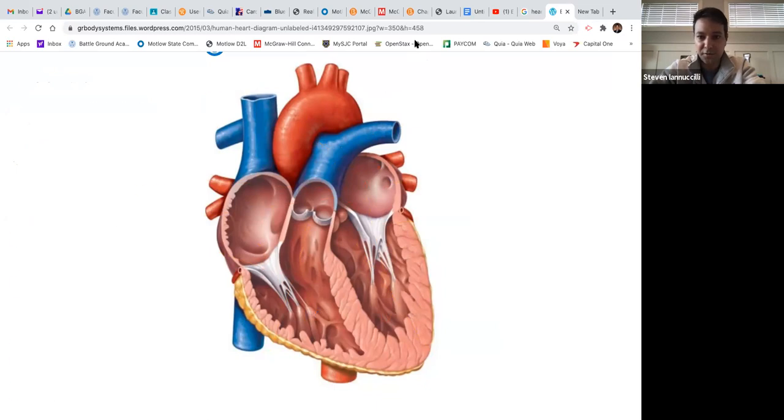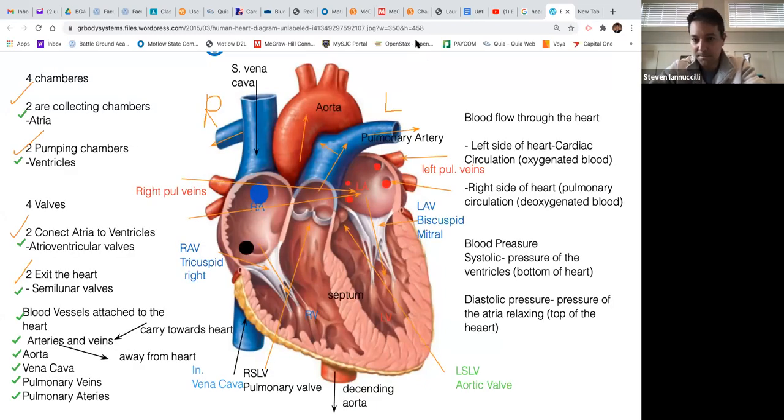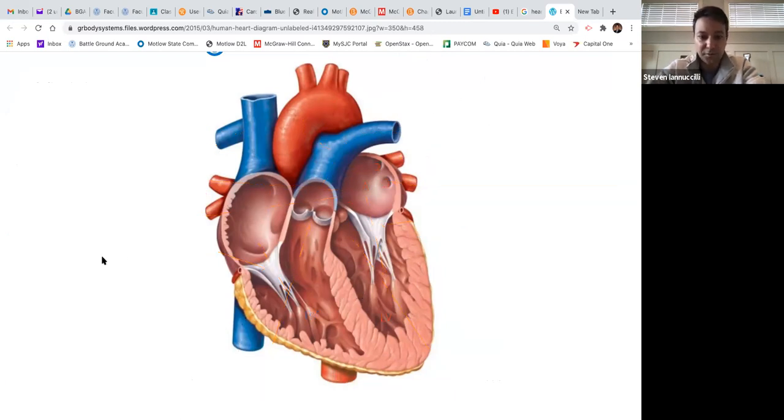Now we're gonna talk about blood flow through the heart. I actually only wanna get rid of this stuff, but I don't think I can, that's okay. So we wanna talk about blood flow now. We're gonna talk about blood flow in terms of left side of the heart and in terms of right side of the heart. And once we're done with blood flow, I'm gonna show you a little video. And then we'll be done with the lecture for today, and then I'll give you work to do, okay?